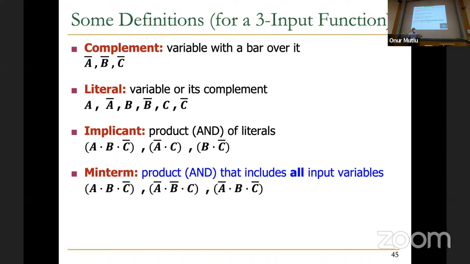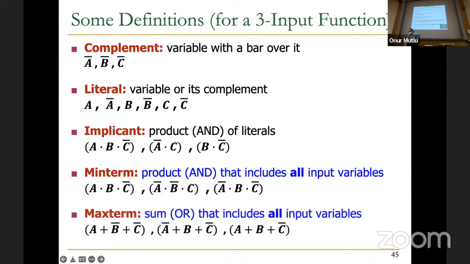AND gate, right? It's a logical AND function. It's also called a product, because we express it as a dot, as you can see over here. So a min term includes all of the input variables and expresses the products. So you know exactly how many min terms you have in a function that has n input variables. You have 2 to the n min terms, right? Because if you have n input variables, you have 2 to the n lines in the truth table, and each of them corresponds to a different min term. That's how a Boolean truth table is defined.